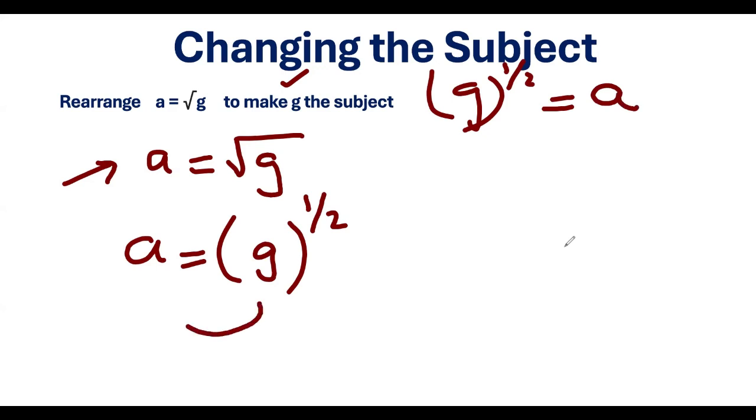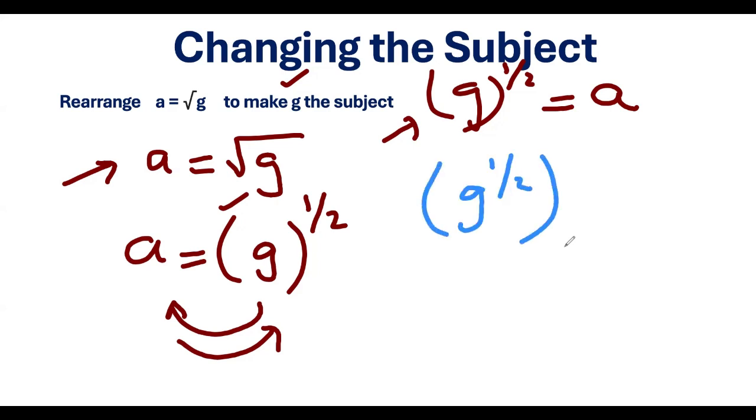So the right side becomes the left-hand side and the left-hand side becomes the right-hand side, because you have to make G the subject. That is why G is on the left-hand side. G to the power half is equal to A. Now you have to do like this: G to the power half, bracket, and the whole power is 2. Why am I doing this? Because 2 and 2 cancel and you get G, and you have to make G the subject.